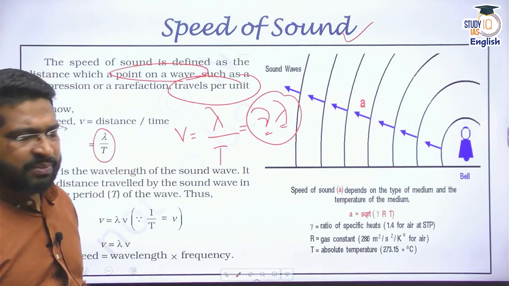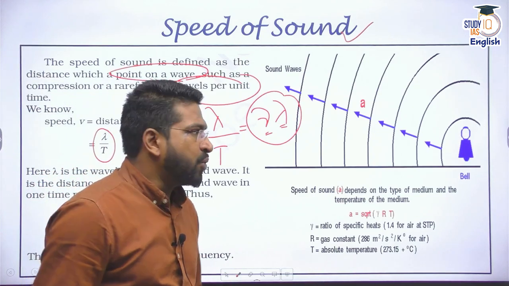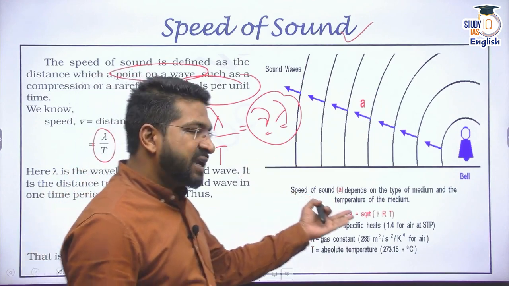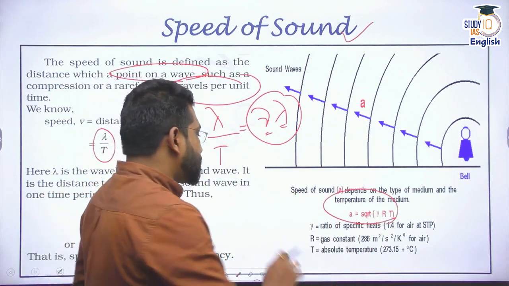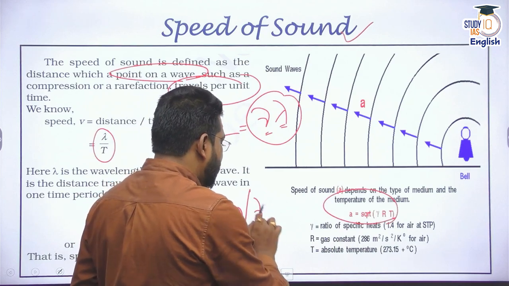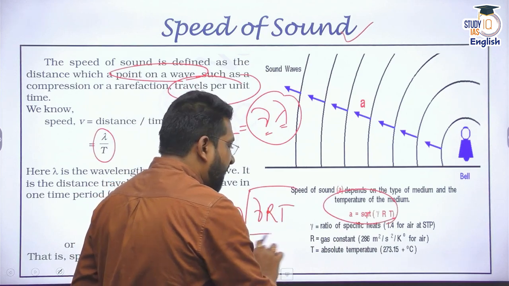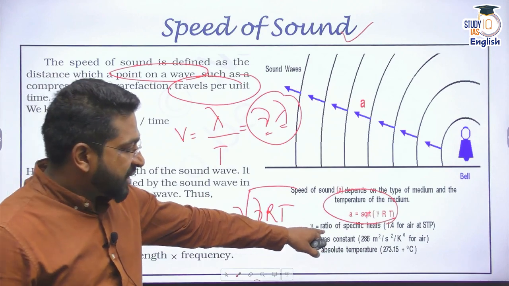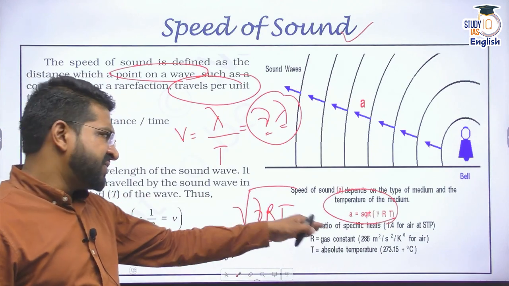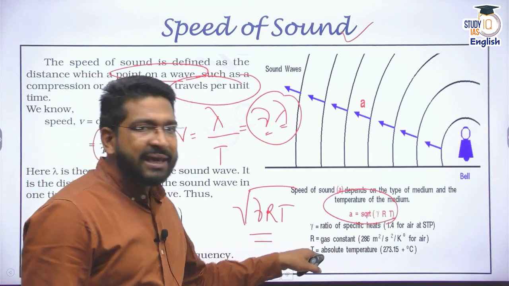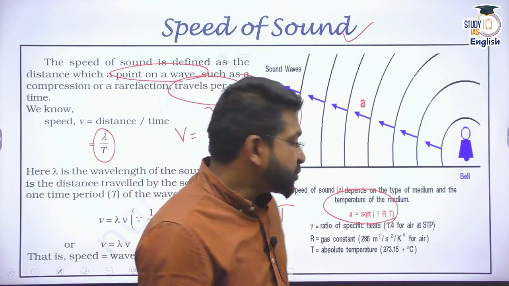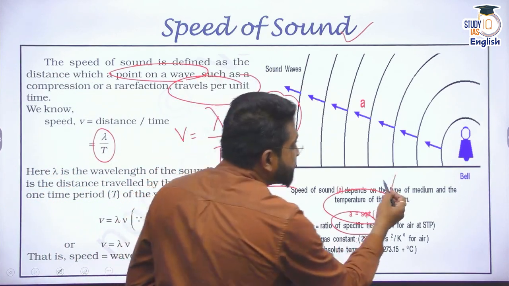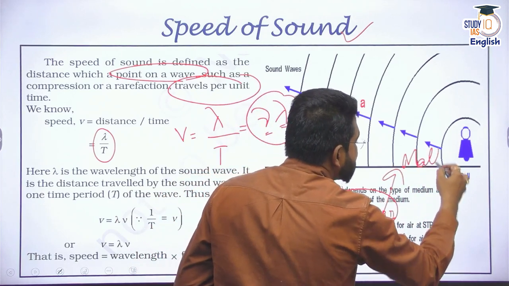That's the basic equation. But when we calculate the speed of sound, there are different derivations, and we end up with this formula also, where the speed of sound is equal to the square root of gamma RT, where gamma is the ratio of specific heats, R is the gas constant, which has a constant value, and T is the absolute temperature. So that means the speed of sound depends on specific heat, that means the matter through which it is traveling.